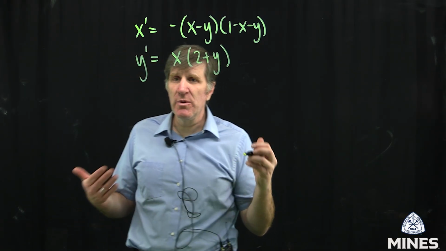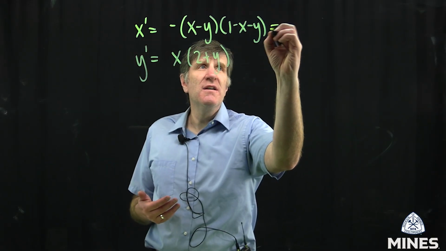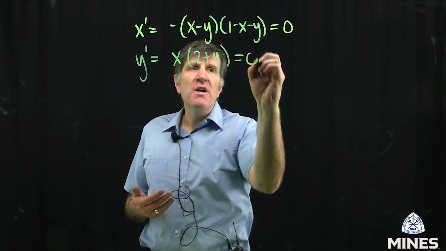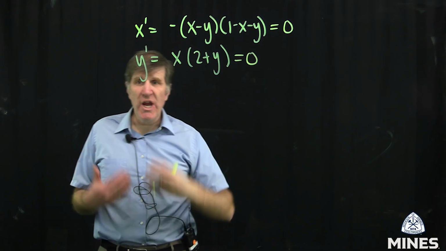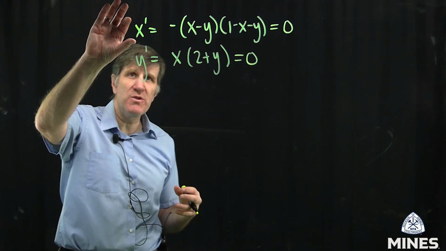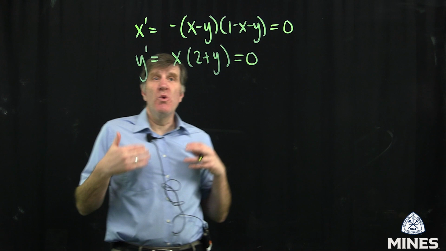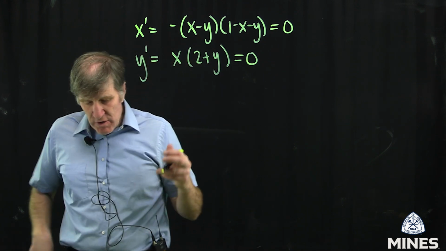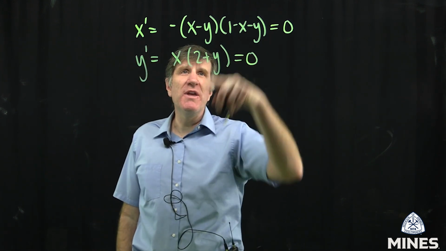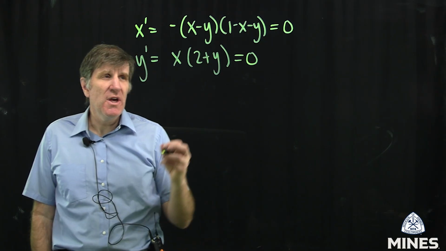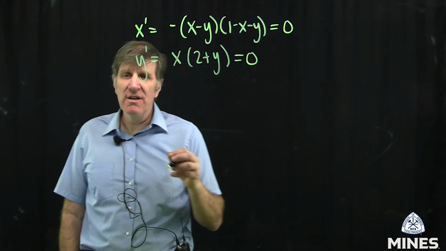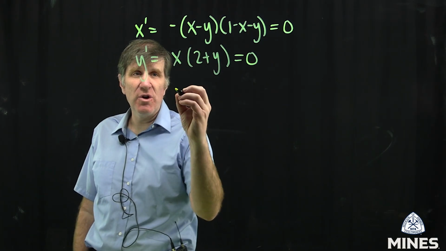To find the equilibrium solutions, we just set the derivatives to 0. Equilibrium happens when there's no change. So there's no change when both x prime and y prime are simultaneously equal to 0. So we set them both to 0, right? Now, I want to think which of these is easier to deal with. I think the second one is my starting place because it looks like the easier equation to deal with.